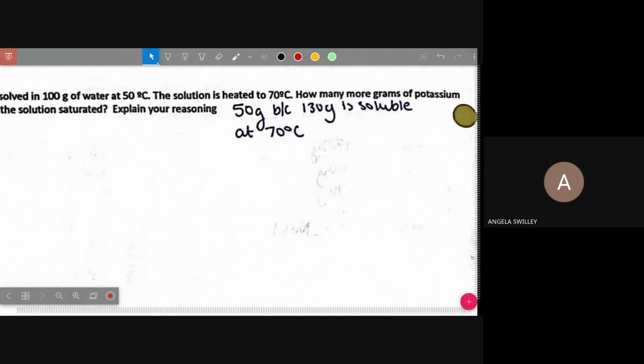Number 8. 50 grams because 130 grams is soluble at 70 degrees and we only had 80 grams. So that means we can add 50 grams to be saturated. Any questions about anything on this worksheet? We're going to be doing a quick check on solubility curves in just a little bit. So if you have questions, let me know.